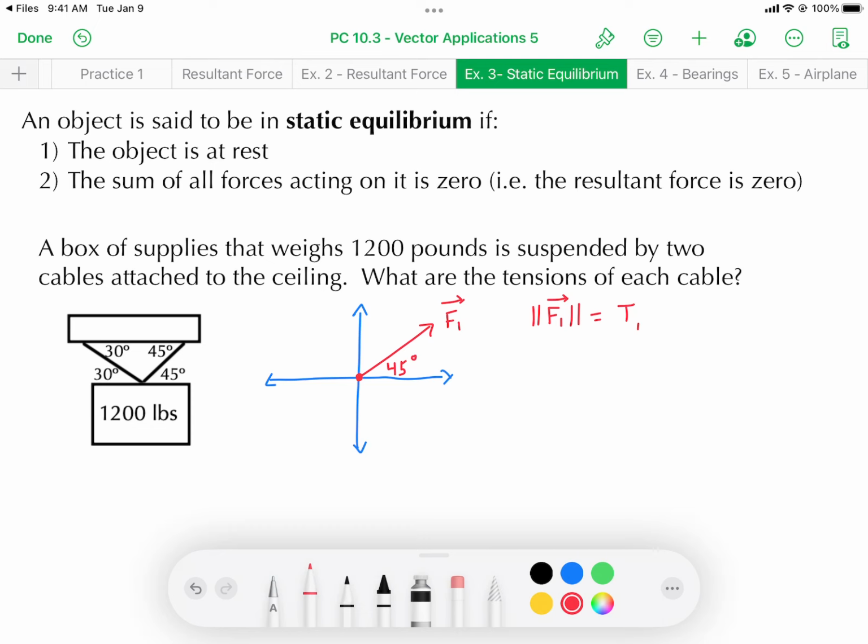All right, our second force vector would come from the left cable, and that would be a vector in quadrant 2. While the diagram has a 30-degree angle, we have to express the direction of this vector with respect to the positive x-axis. So what does this angle measure? 100 and... yeah, 150, right?